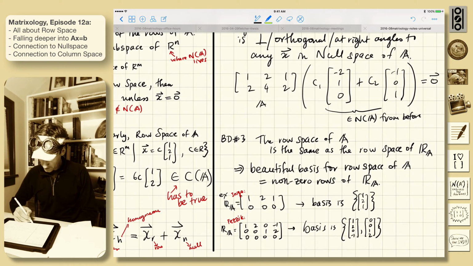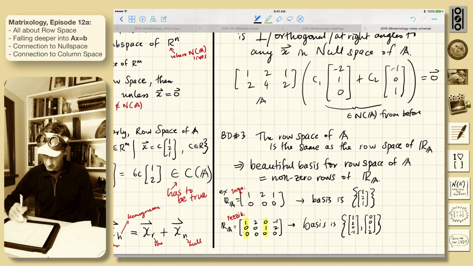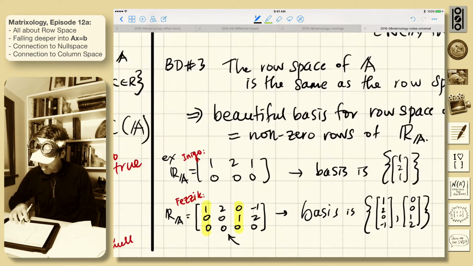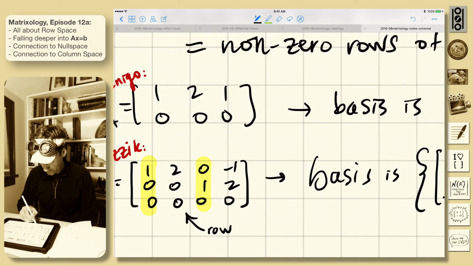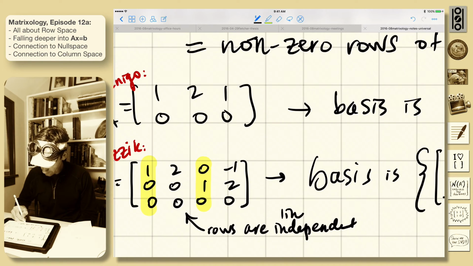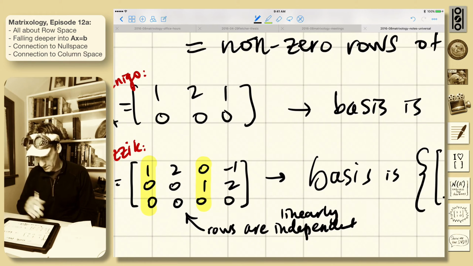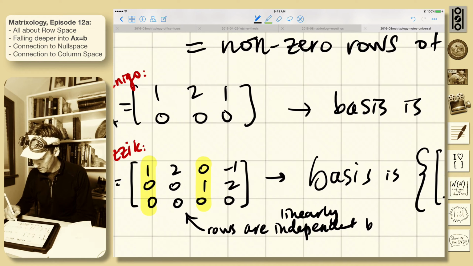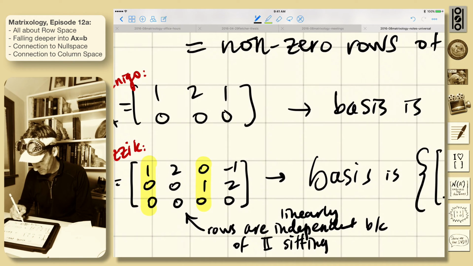Here's the piece that's really important, right? They're clearly independent. So the rows are linearly independent, right? There's no way we can make these rows out of each other because of the identity sitting in the pivot columns. Wow.